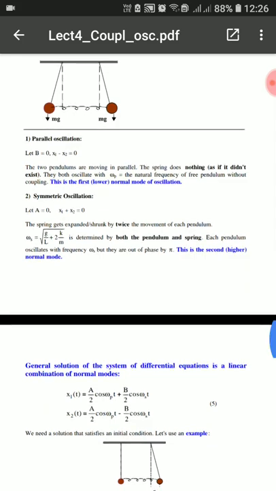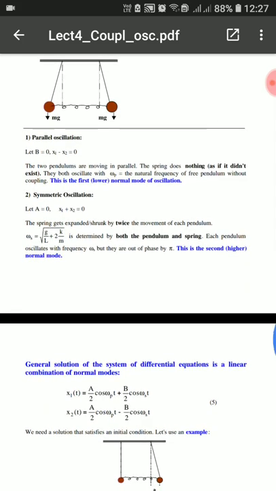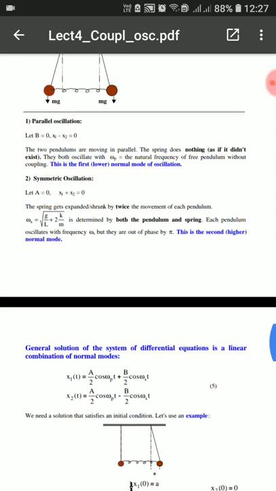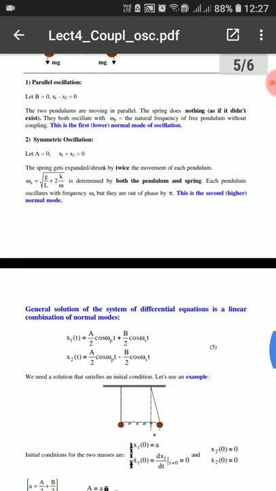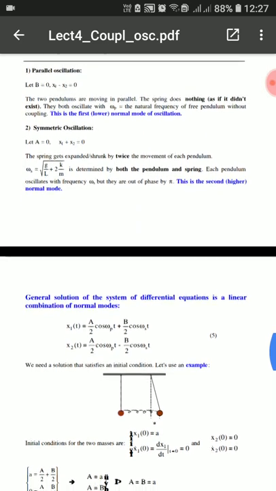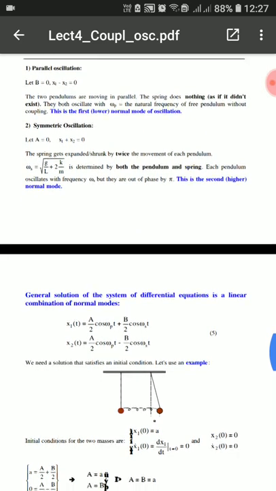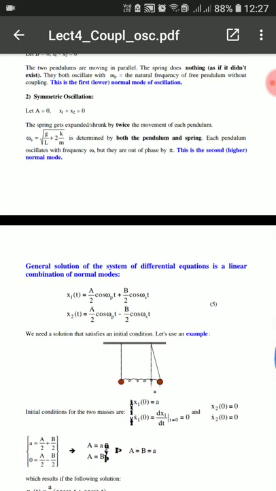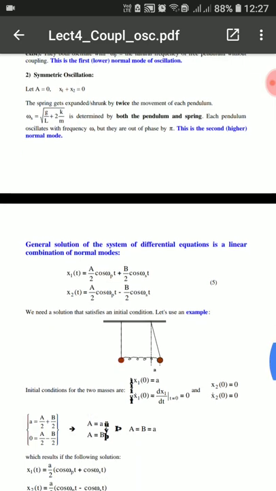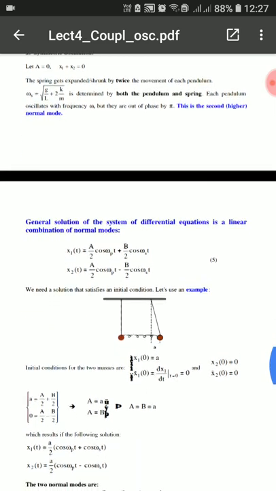The second is symmetrical oscillation. Let a is equal to 0. So x1 plus x2 is equal to 0. The spring gets expanded and shrunk by twice the movement of each pendulum, so that omega s is equal to under root g over l plus 2k by m, determined by both the pendulum and the spring. Each pendulum oscillates with a frequency omega s, but they are out of phase by pi. This is the second normal mode.